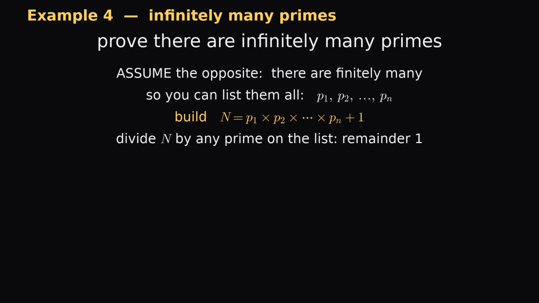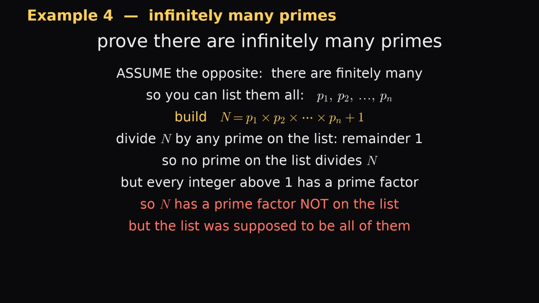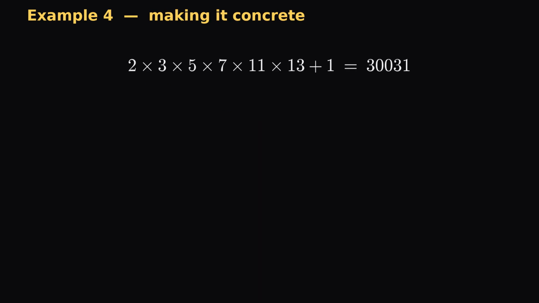It leaves remainder 1 every time, because the product part was divisible and you added 1. So no prime on the list divides capital N. But every integer above 1 has a prime factor. So capital N has a prime factor that is not on your list. And the list was supposed to be all of them. Impossible. So there are infinitely many primes.